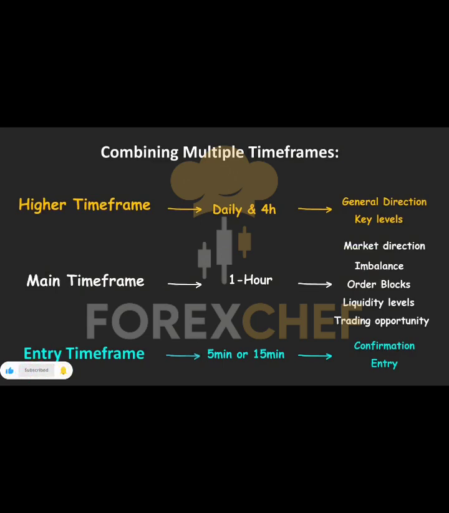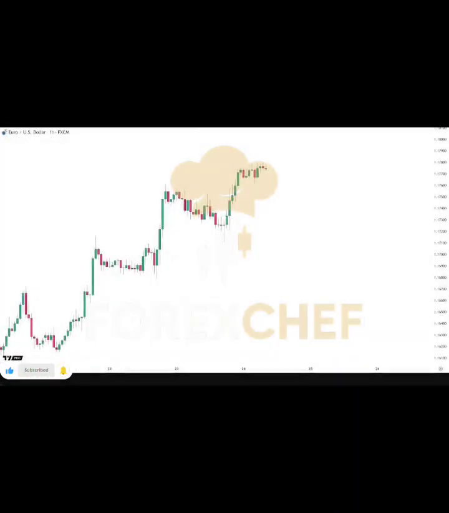So in this part of the video, let's look at some real chart examples to show how we combine multiple time frames, from identifying the higher time frame bias to finding confirmation and entering the trade. The time frames we are going to use in this analysis are the 1-hour chart as the main time frame for our analysis, the 4-hour and daily charts for the higher time frame, and the 5-minute chart for confirmation and entry reasons if needed. So here we have the euro-dollar on the 1-hour chart.